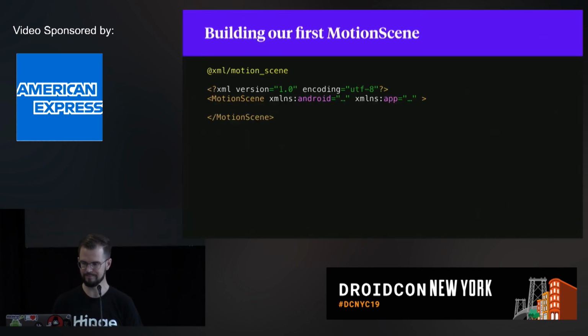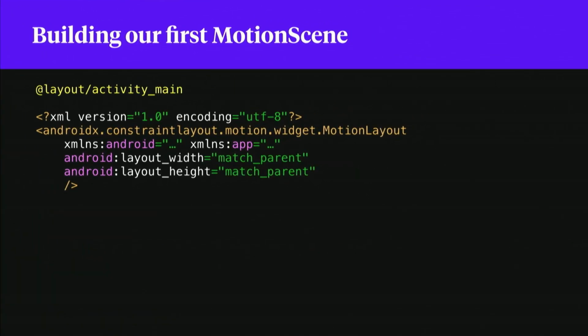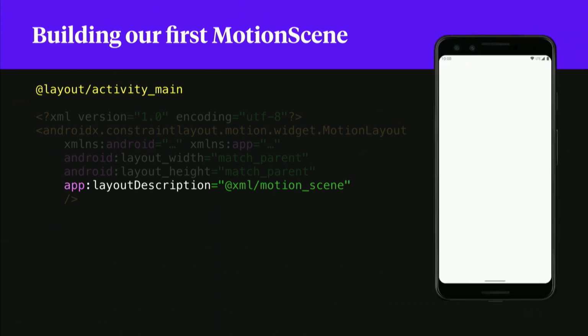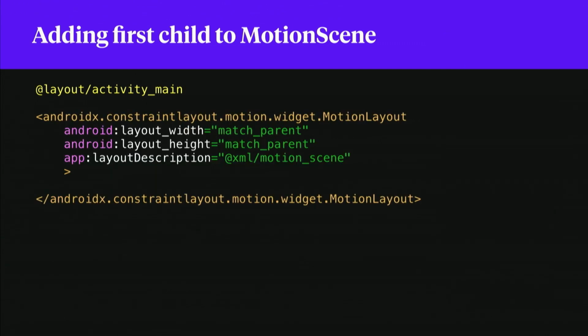So there's that. Now we have a motion scene file, so now we can go back to the layout file. We can add in the layout description. We can point at the motion scene file that we just made. Note that it's XML/motion scene, not layout. And it compiles. Great, we have a blank screen. Going great so far. So now we actually want to animate or do something useful.